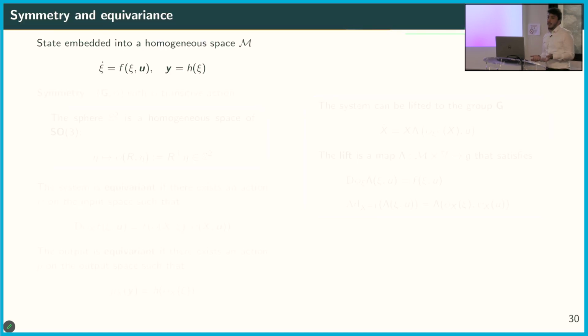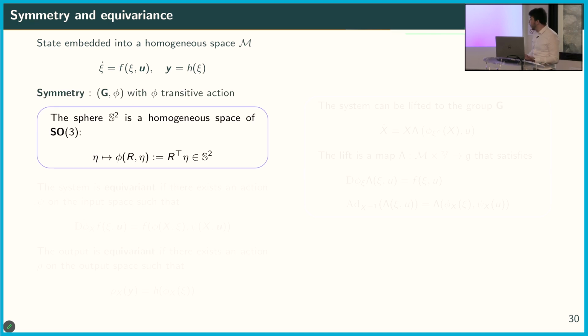So what if the state of our system is not on a Lie group, but is on what we call a homogeneous space? A homogeneous space is basically a space on which we can find a symmetry. A symmetry is a group with a group action such that this group action acts transitively on the space. To give you an example, the sphere S2, which is the space of all direction vectors, is a homogeneous space of SO3, meaning that if I have some direction vector, I can rotate it anywhere using a rotation, and I can go to any other direction vector on the sphere.